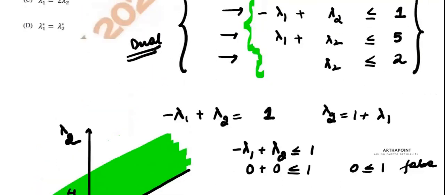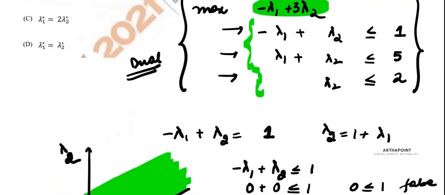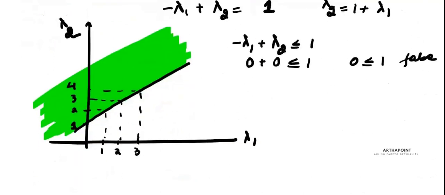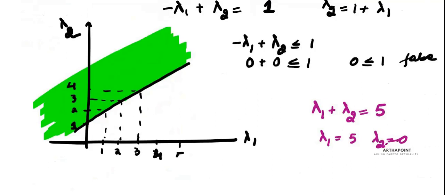Now let's go ahead and take this forward. The next equation is lambda 1 plus lambda 2 equal to 5. Don't worry about inequalities first, just worry about the equations. So when lambda 1 is 5, lambda 2 is 0, and when lambda 2 is 0, lambda 1 is 5. So I will take this as 4 and 5 and 5, and I am going to mark these 2 lines here.